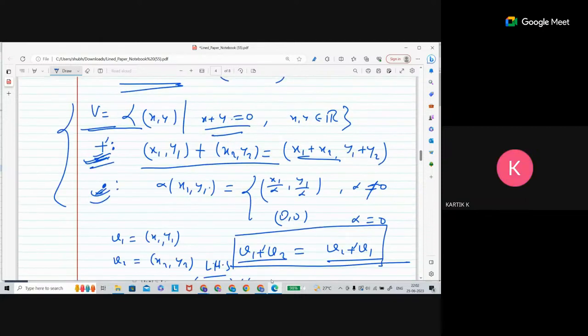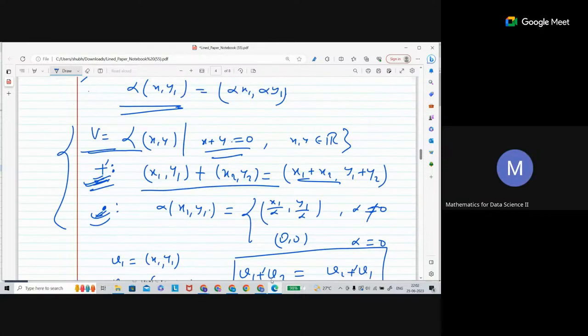Can you please, sir, go to the definition of this vector? What is your definition? It's x plus y is equal to 0, no? Okay. So, it's the x coordinate plus y coordinate which is equal to 0. Yes.